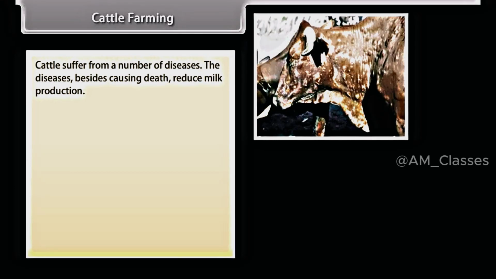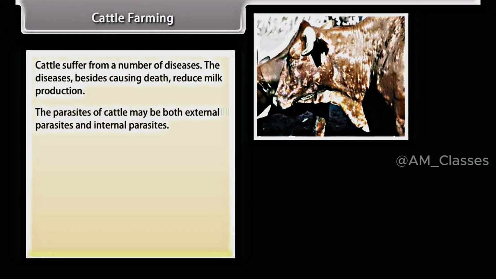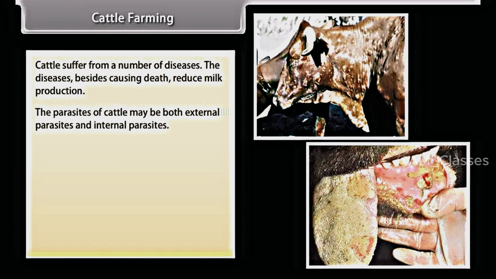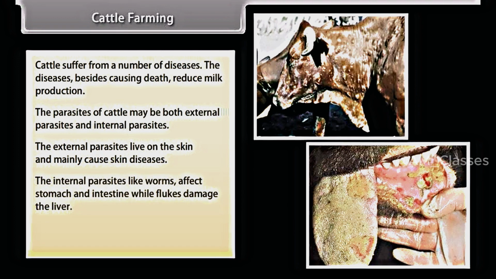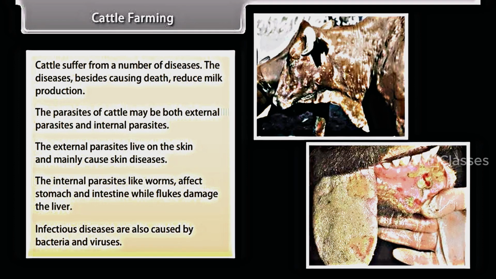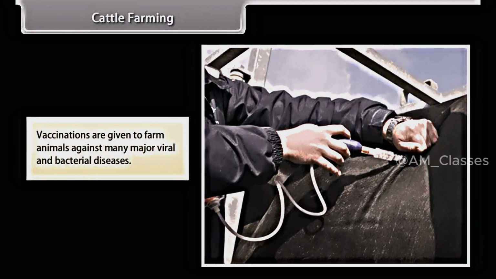Cattle suffer from a number of diseases. The diseases, besides causing death, reduce milk production. The parasites of cattle may be both external parasites and internal parasites. The external parasites live on the skin and mainly cause skin diseases. The internal parasites, like worms, affect stomach and intestine, while flukes damage the liver. Infectious diseases are also caused by bacteria and viruses. Vaccinations are given to farm animals against many major viral and bacterial diseases.